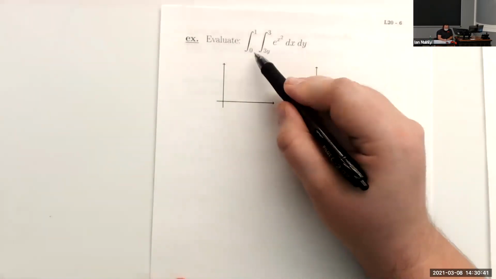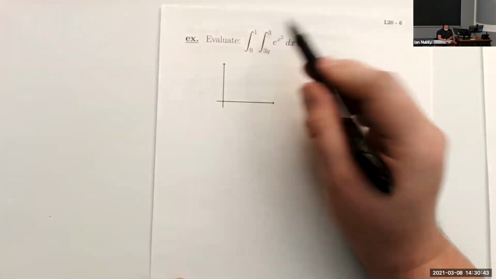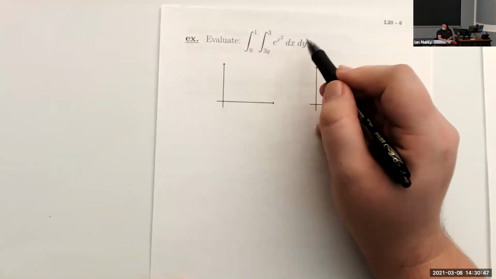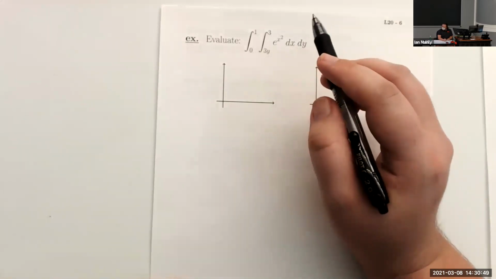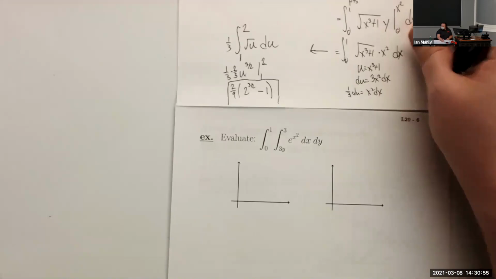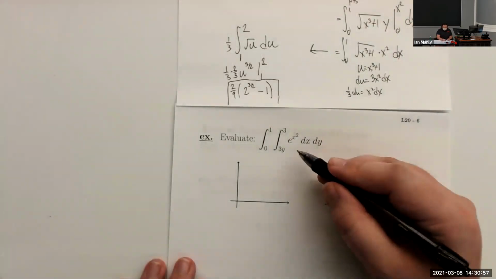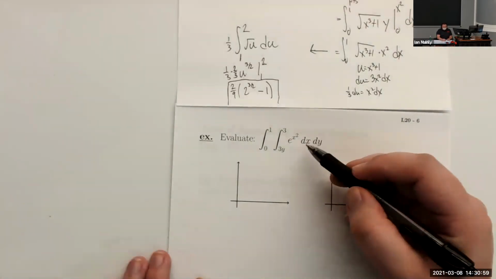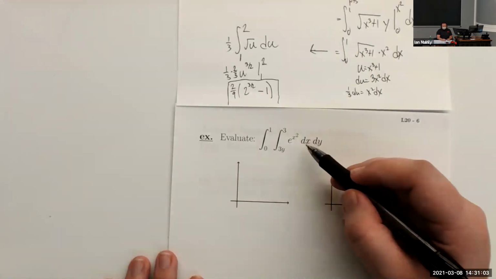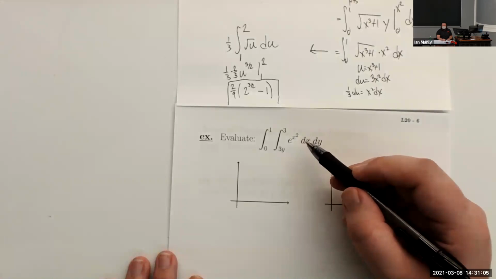So we have the integral from 0 to 1 and the integral from 3y to 3 of e to the x squared dx dy right here. Can I show that page again real quick? Yeah, here's the bottom of the page. All right. So I want to do this integral right here. Now, what would be the problem with doing the integral in the way that it is written? Does anyone see a problem with that? It's hard.